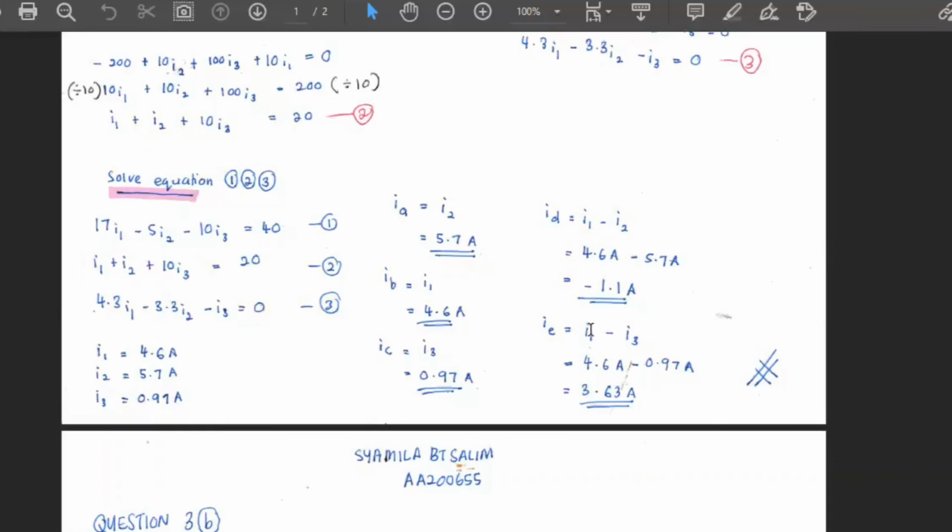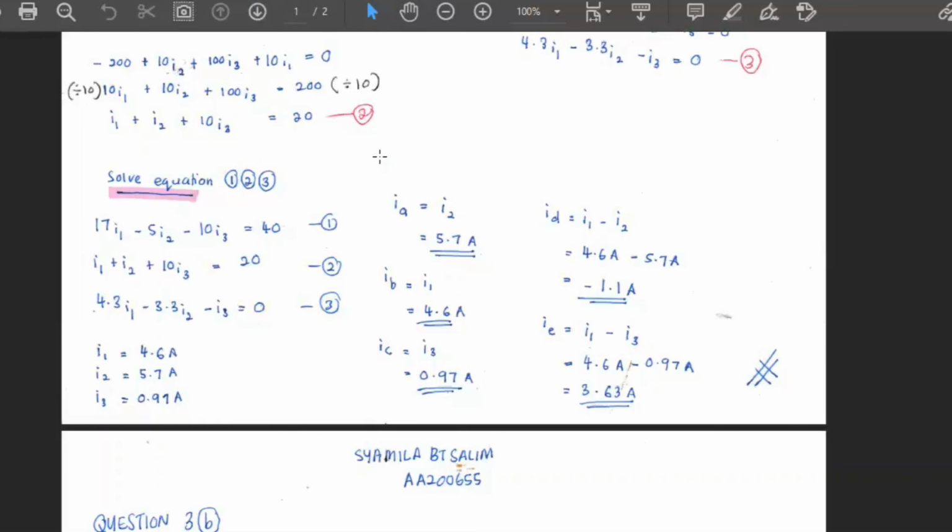IE equals I1 minus I3 because IE is between loop I1 and loop I3. This is the answer of current using mesh analysis.